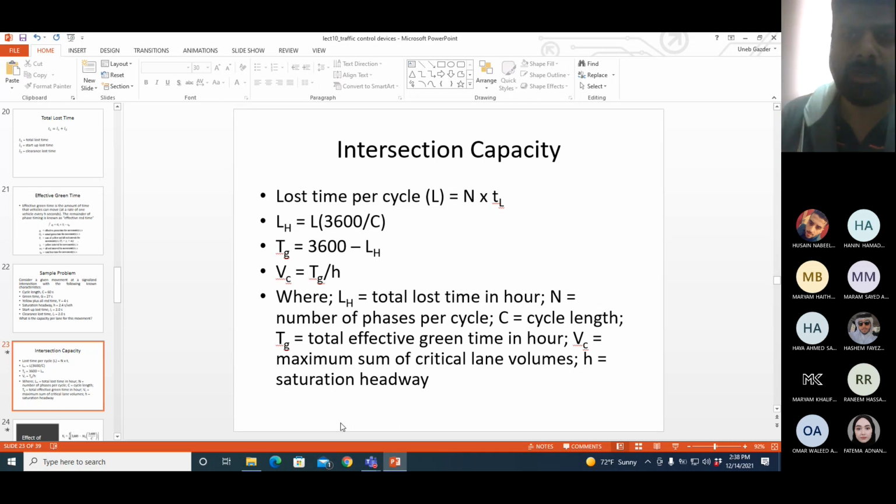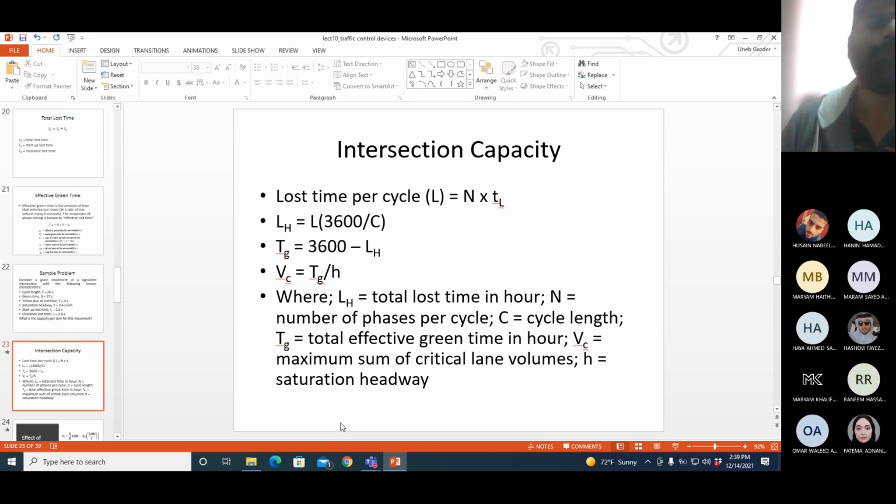What are these terms? The first term is lost time per cycle. Lost time in one phase was denoted by TL, and you multiply with n. What is n? Number of phases in one cycle. So in one phase I have lost time equal to TL, so total lost time in the whole cycle will be the number of phases times TL.